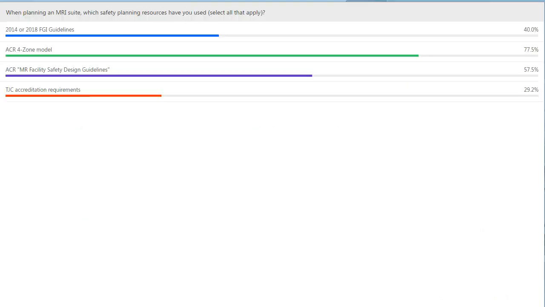And circling back to the responses to which of the design resources you use for MRI facility safety design construction.